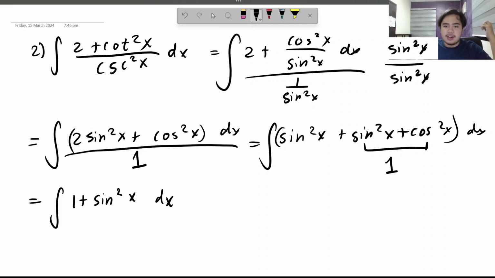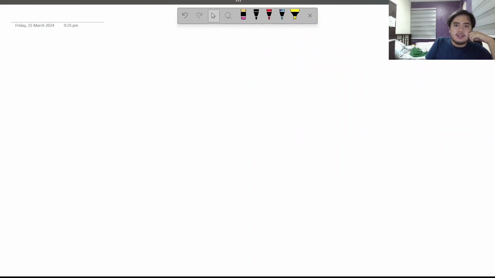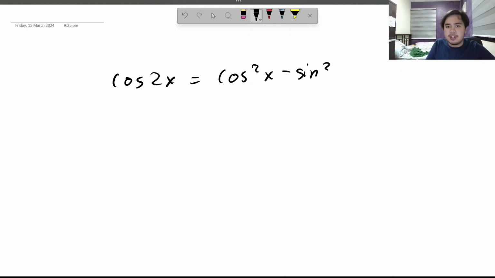Remember this one. I'm going to put this in another page. Cosine 2x is equal to cosine squared x minus sine squared x, correct? We can manipulate this in order to get sine squared x and cosine squared x separately. Let's try finding sine squared x first. How can we do that?